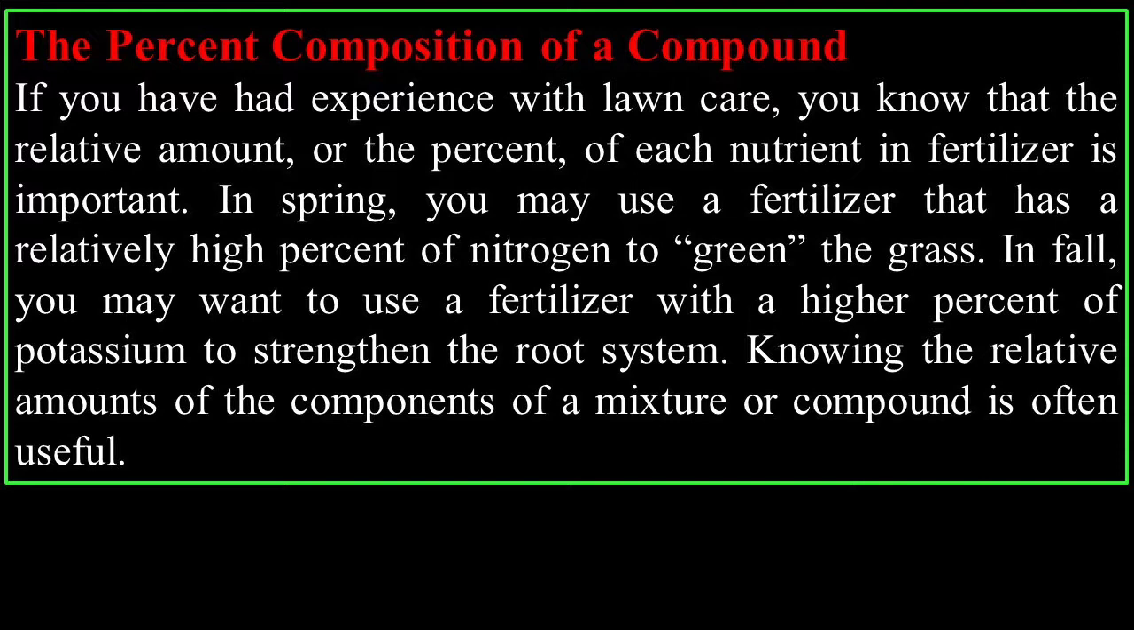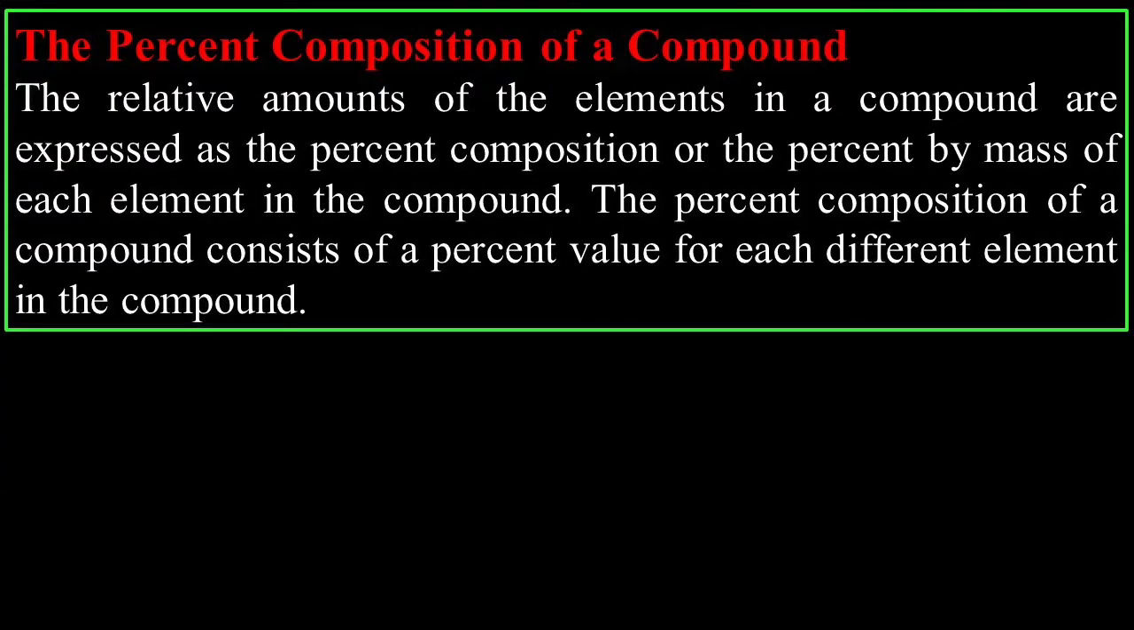So what we're going to be doing in this particular subsection is looking at percent composition and empirical formula. The relative amounts of the elements in a compound are expressed as a percent composition, or the percent by mass of each element in a compound. The percent composition of a compound consists of a percent value for each different element in a compound. So if I need to find the percent of an element in a compound, I simply say, what's the total mass of the element, and then divide it by the total mass of the compound.